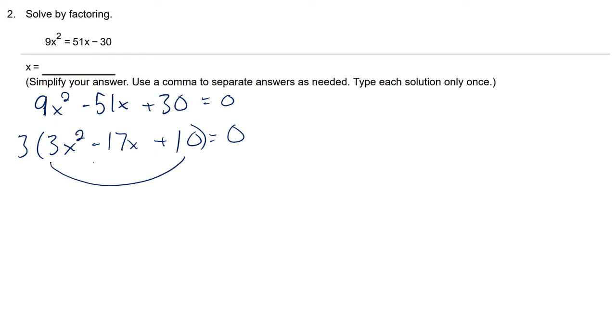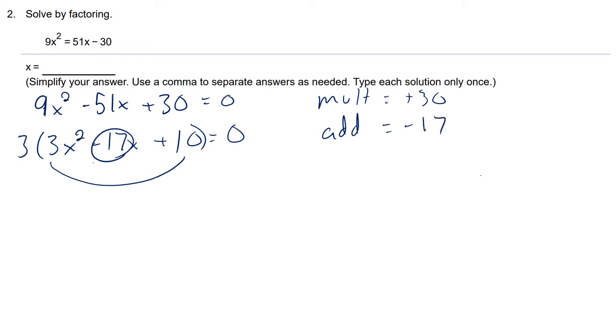I'm going to multiply a times c because there's not a 1 in front. There's a leading coefficient of 3. So I'm going to multiply those two together, and I get positive 30. What I want is to come up with two numbers that multiply to give me positive 30 and add to give me negative 17. So I need two numbers that do both of those things.